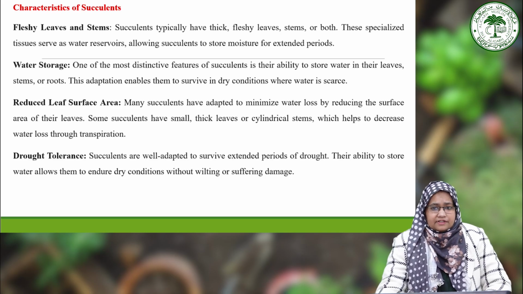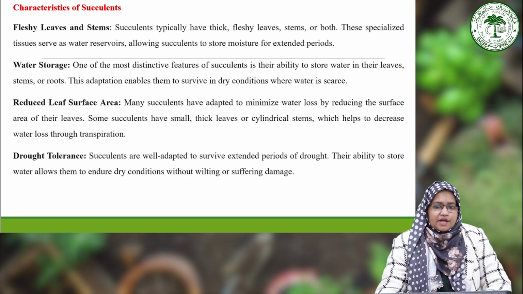They also have a reduced leaf surface area. Many succulents have evolved mechanisms to minimize water loss by reducing the surface area of their leaves. Some species exhibit small, thick leaves or cylindrical stems, which help to decrease water loss through transpiration. Then they have drought tolerance. Succulents exhibit high levels of drought tolerance due to their ability to store water. This adaptation enables them to withstand extended periods of dryness without wilting or sustaining damage.